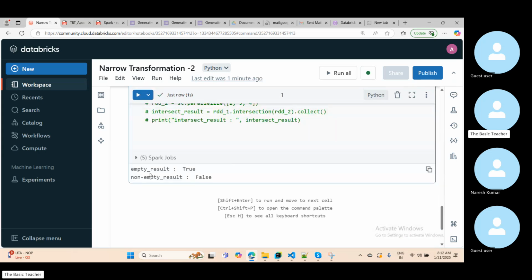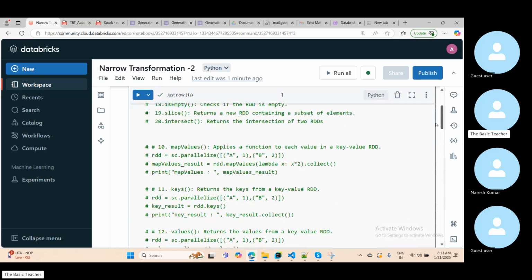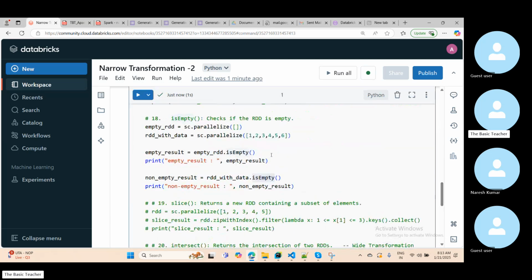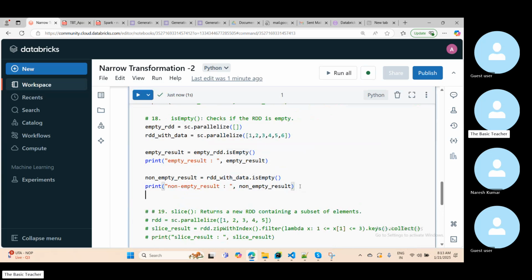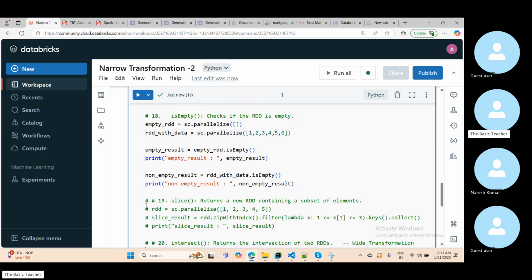True and false, right? So empty result is true. This was an empty RDD, so you get true. Non-empty result was false because this is having the data. So like that, we can have our use cases. We can check first, if it is empty, then we can simply quit out. If that is not empty, then you do whatever you want to do further. This is up to you, whatever transformation we're looking for. Okay, so that we can do. Then let's come to the next, slice.